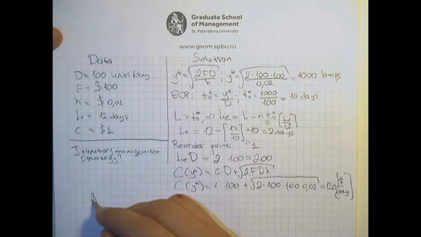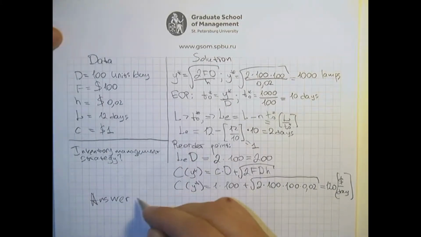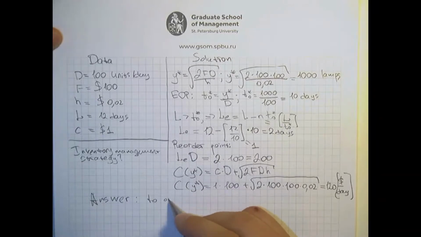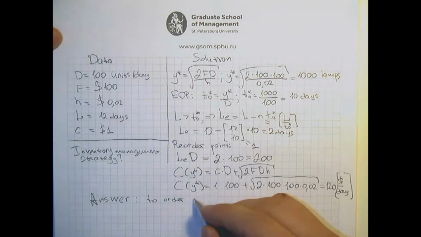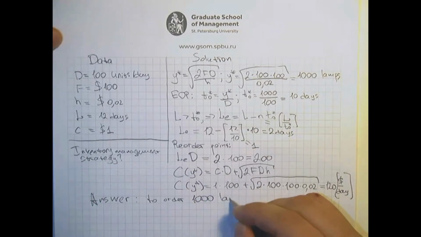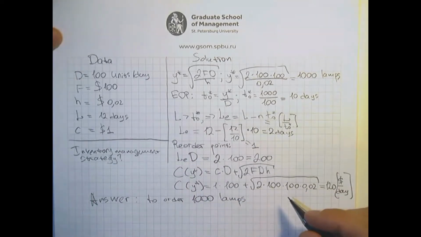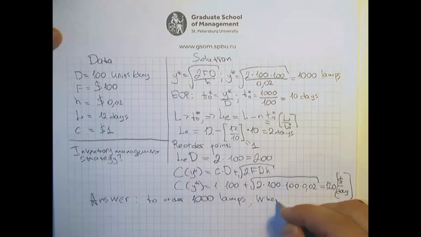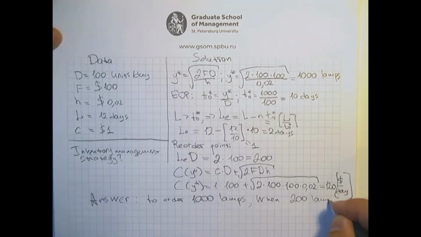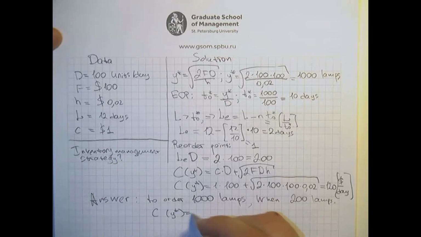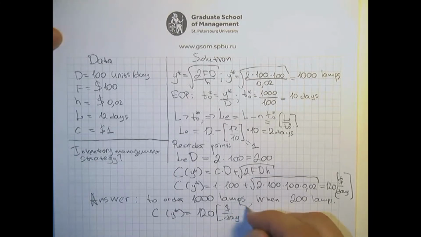And the answer is to order 1000 lamps when our stock equals the reorder point, 200 lamps. As a result, we get that the total average cost for this strategy is $120 per day. That's it.